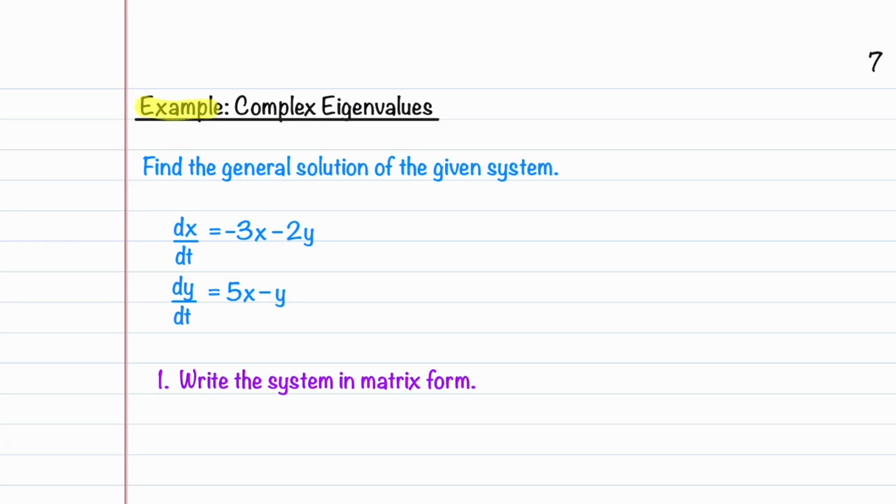Let's now walk through an example where we are going to solve a system of first-order linear differential equations for the case where we have complex eigenvalues. We're going to be finding the general solution of the system of equations dx/dt is equal to minus 3x minus 2y, and dy/dt is equal to 5x minus y.